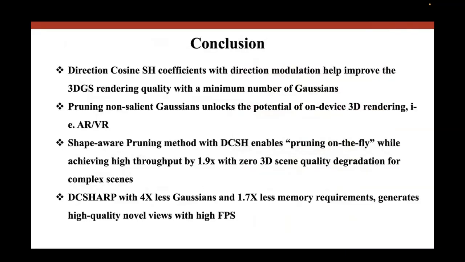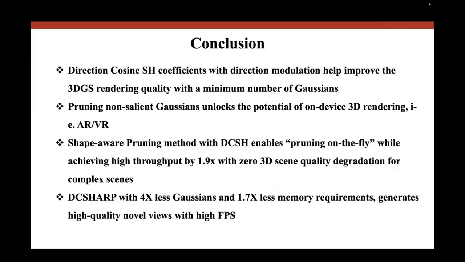Finally, I'll conclude my presentation. We implemented direction cosine spherical harmonics to replace the conventional spherical harmonics for high quality 3D rendering and to capture the anisotropic and specular lighting details. In this case, direction modulation helps improve the 3D rendering quality with a minimum number of Gaussians.